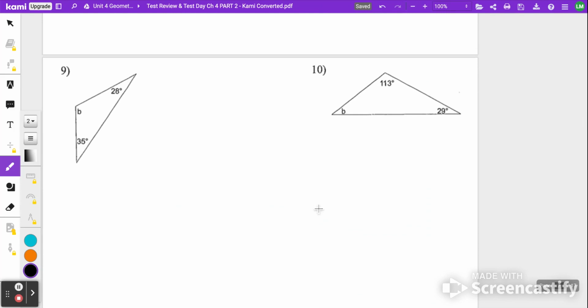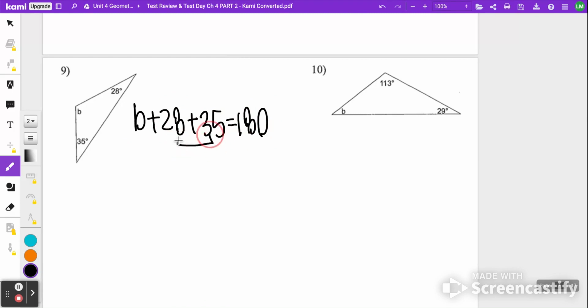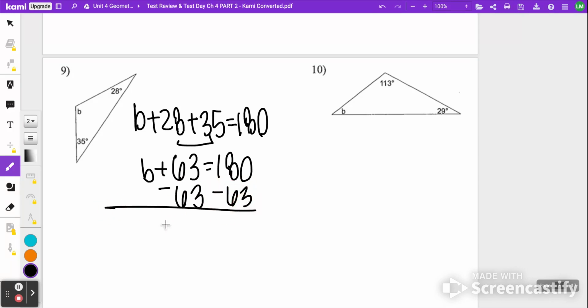Number 9 shows a relationship of triangles. We should know that when you add everything inside of a triangle, those interior angles are equal to 180 degrees. So the first thing I'd probably do is take 28 and add 35 together. I'm going to get 63. Once I have that, I'm going to subtract 63 from 180, and you're going to get 117.